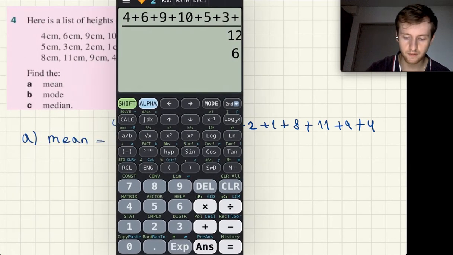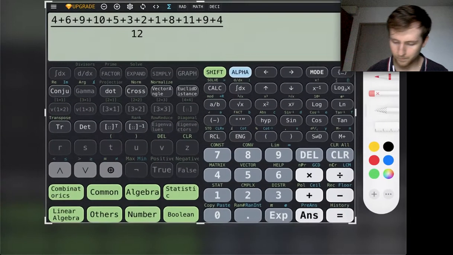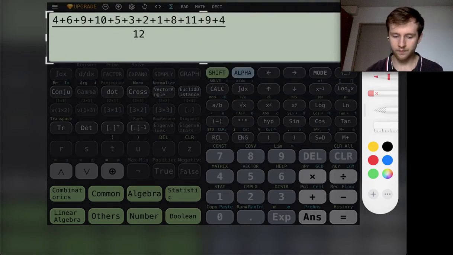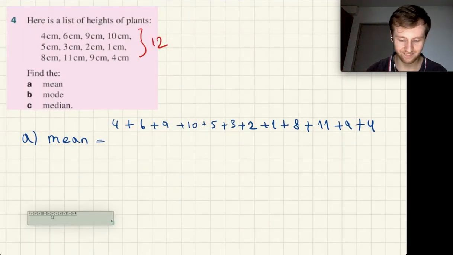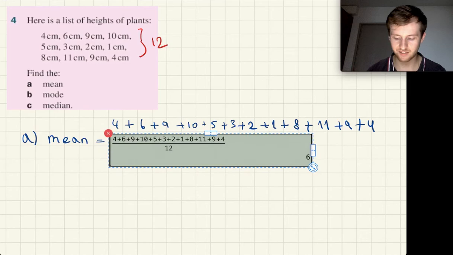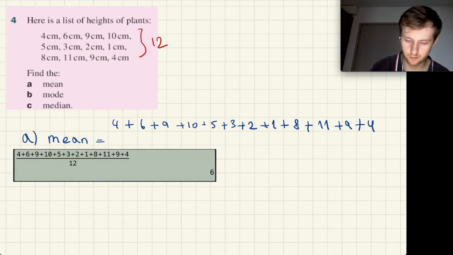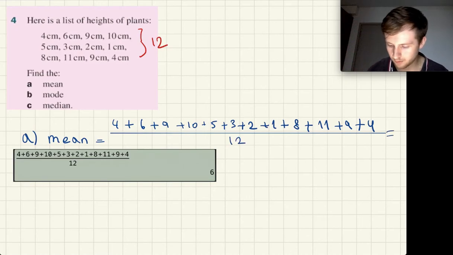This is our answer. I think I can take a screenshot from here. It's going to look like this. You're going to see it in a second. Okay, it's here. Mean is equal to 6. Just write it as 6. Divided by 12 equals 6.